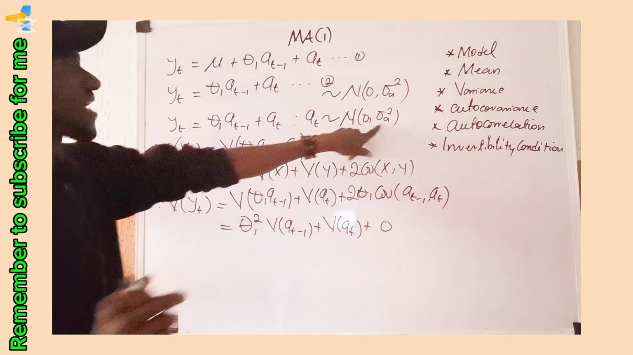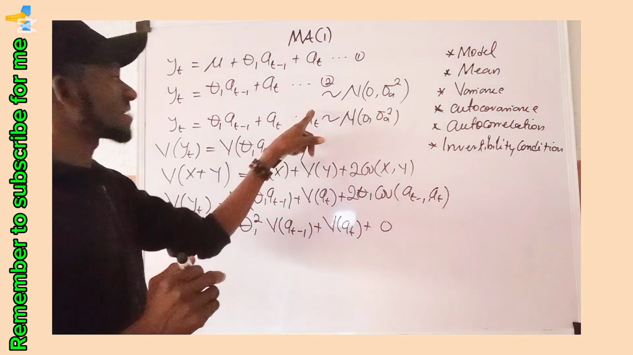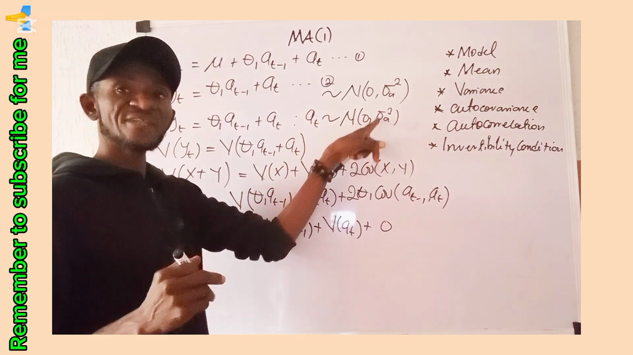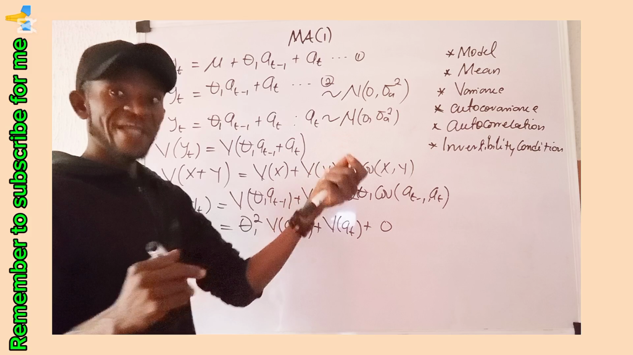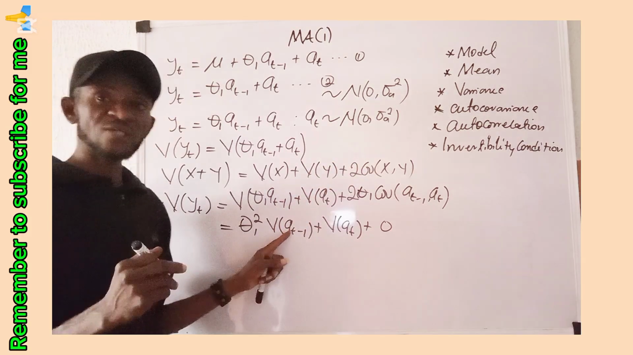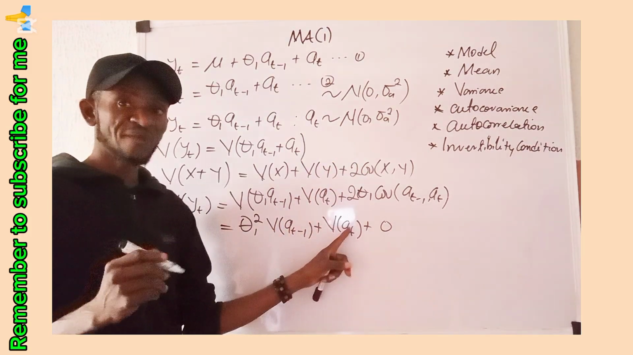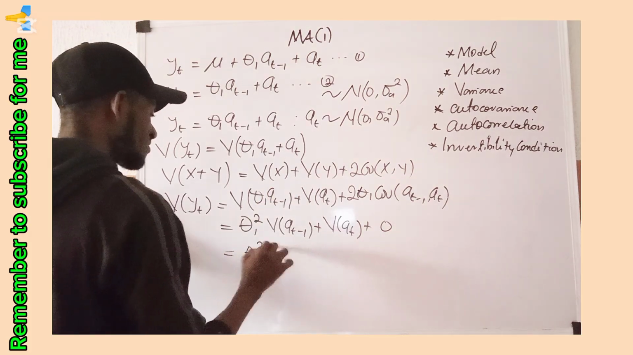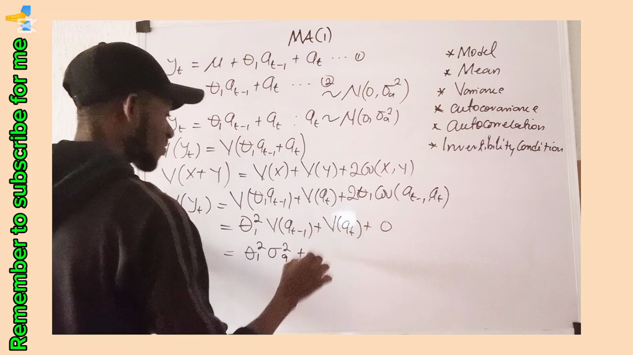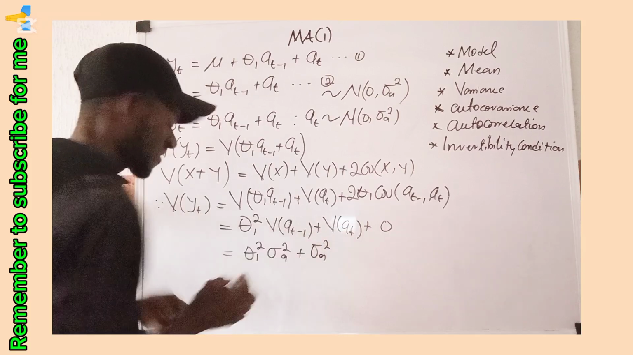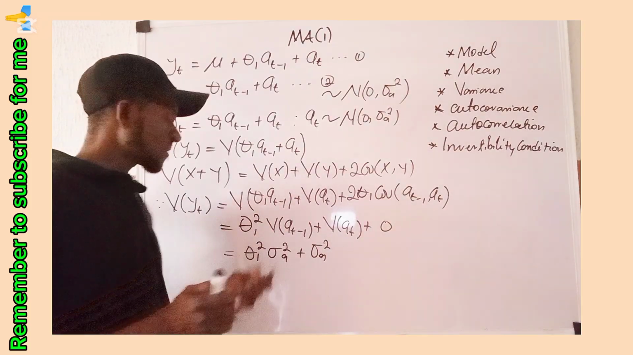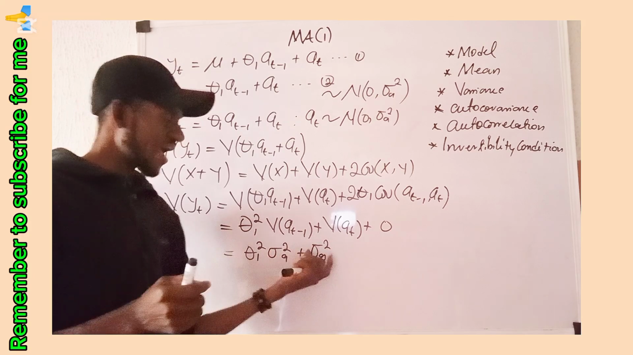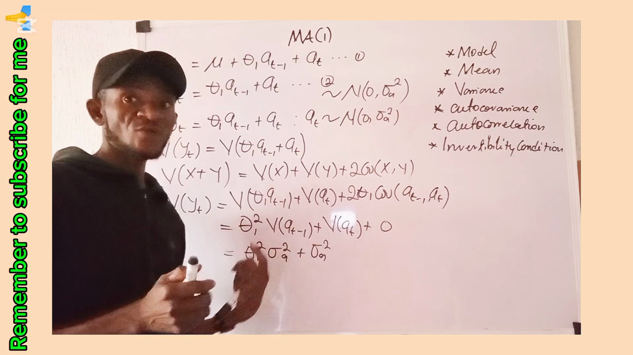Therefore, we have been given a condition here that this error term a of t follows normal with mean 0 and constant variance sigma squared of a. By implication, here we have sigma squared of a and here we have sigma squared of a. So in that case, I have theta 1 all squared sigma squared of a plus sigma squared of a. There is something common in the terms that I have here. I have sigma squared of a here, I have sigma squared of a here. So I can factor one out.